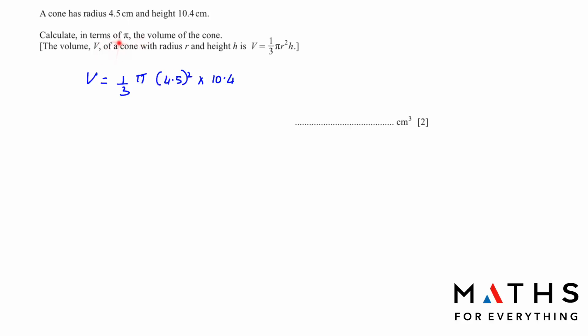Now we want to have pi in the answer, so don't put pi in the calculator. Put 1/3 multiplied by 4.5 squared multiplied by 10.4. That will give you 70.2, and add the pi which we had here. So the answer is 70.2 pi cubic centimeters.